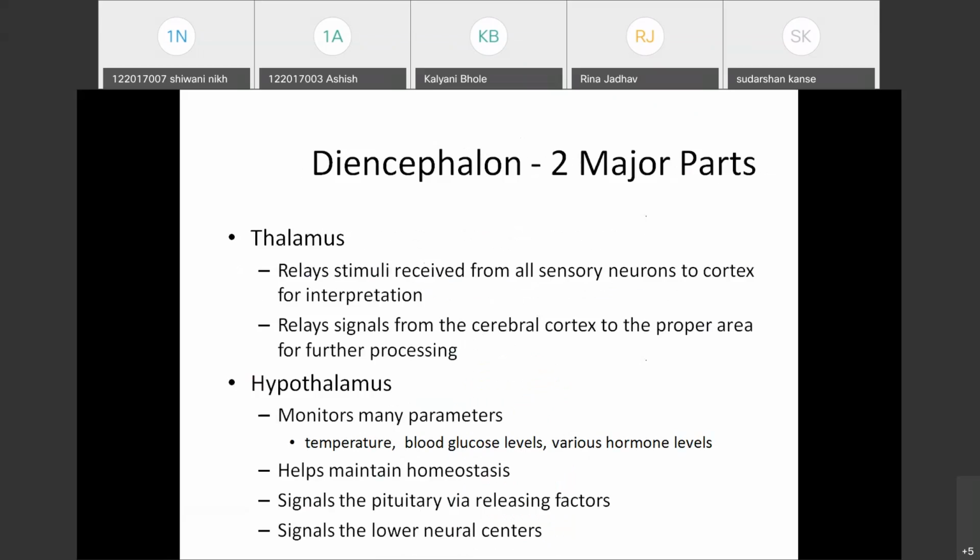So again, another part of the cerebrum is the diencephalon. It has two major parts, the thalamus and the hypothalamus. Functions: the thalamus relays stimuli received from all sensory neurons to the cortex for interpretation, and it relays signals from the cerebral cortex to the proper area for further processing. And the functions of the hypothalamus are: it monitors many parameters like temperature, blood glucose level, and various hormone levels. It helps to maintain homeostasis.